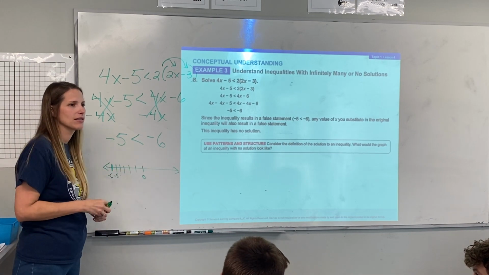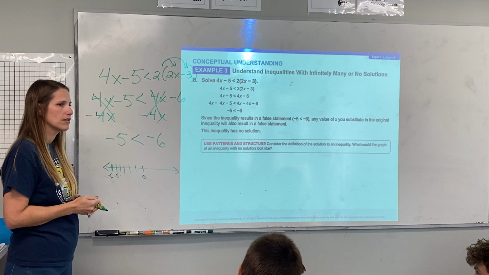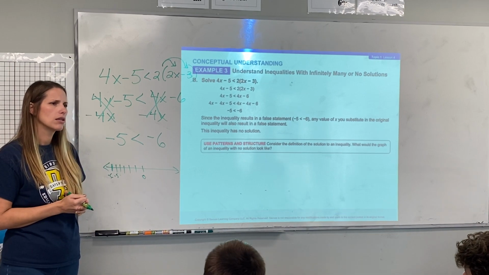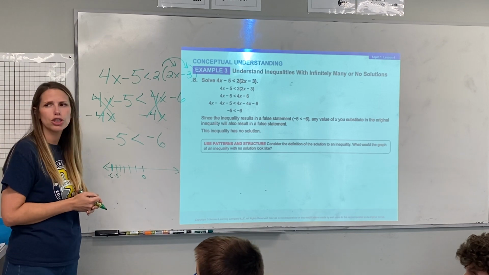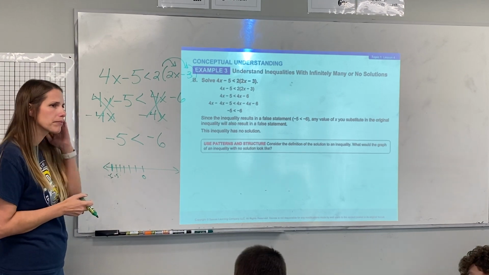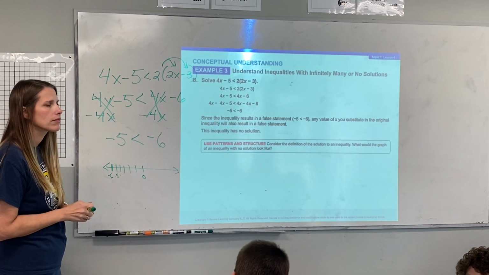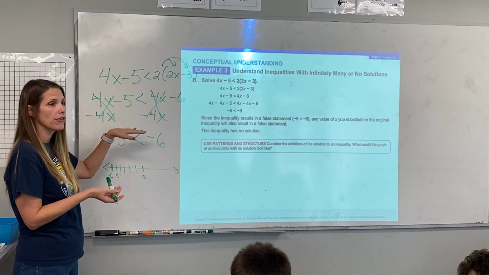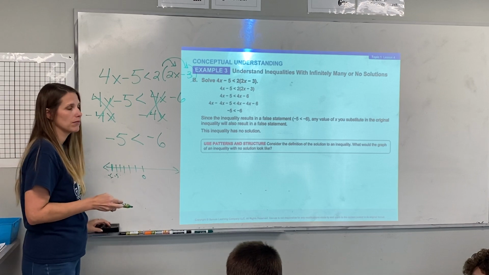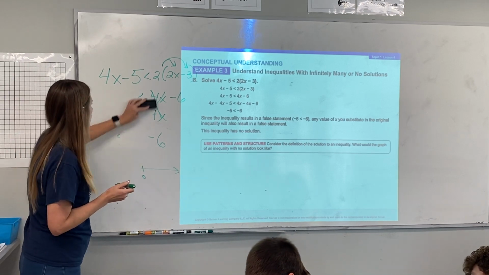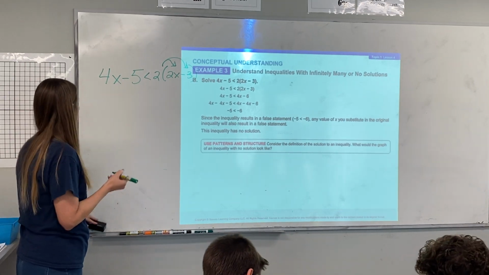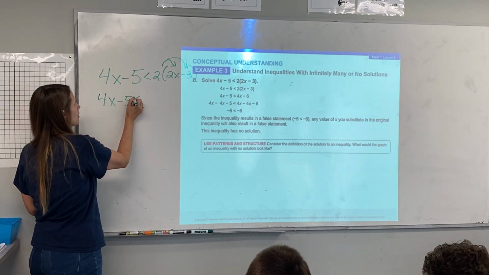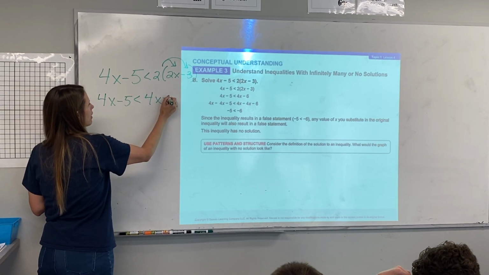Someone asked about doing it the other way. If we did it the other way, it would still be the same, yeah, we can solve it that way. Let's see what happens if we don't take care of the 4x at first. So then we have 4x minus 6.